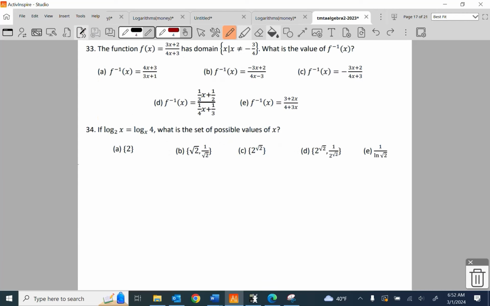33. The function f of x equals 3x plus 2 over 4x plus 3 has the domain all values of x such that x is not negative 3/4, because if x was negative 3/4, you would be dividing by 0. What is the value of its inverse? So we have done these things. Now, I'm going to do it two ways. I'm going to show you the first off by hand. This becomes x. X's become y's.